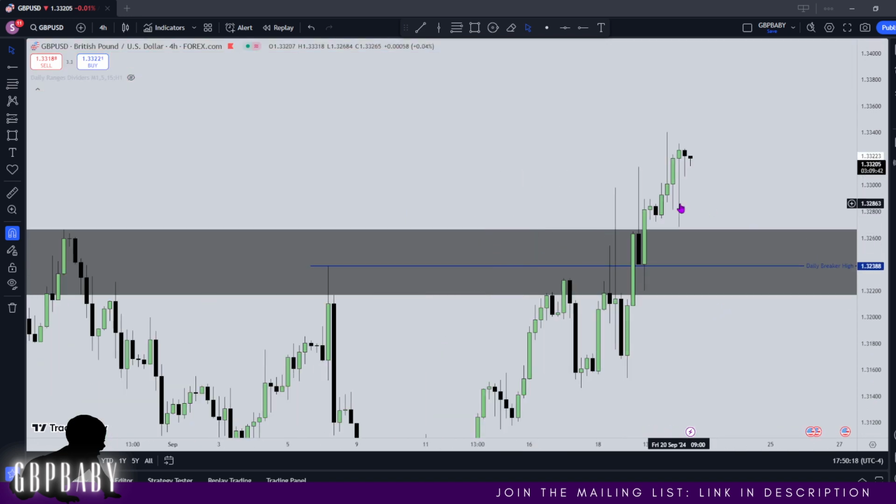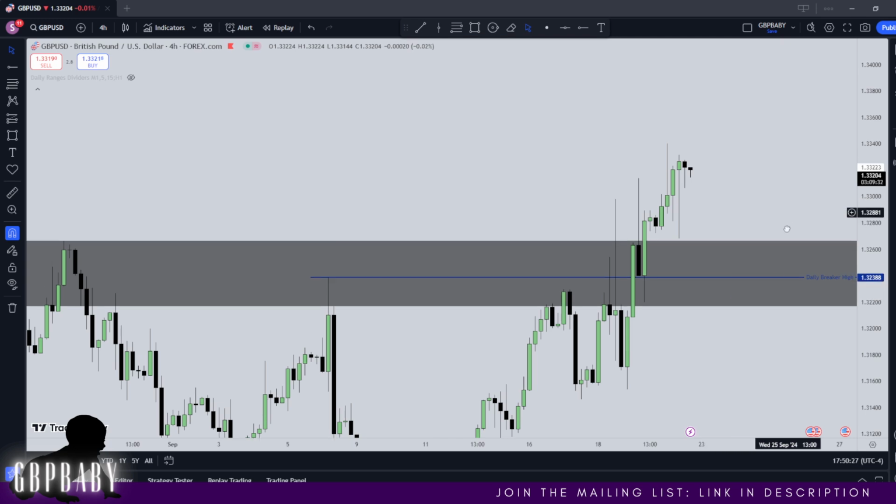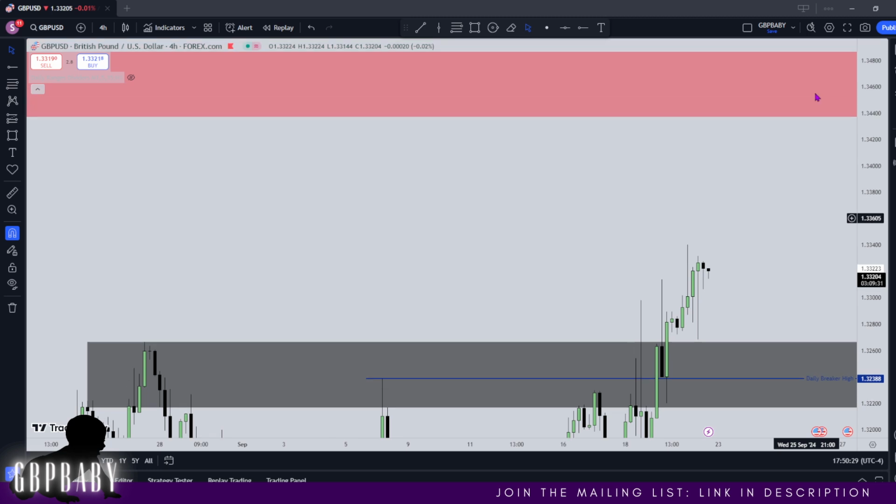However, I don't want to see price spend much time down here, is what I'm saying. I'm happy for this low to get taken. I can imagine there'll be some beautiful stops below there. But as soon as we get around here, I want to see us get in and then get out and start running higher towards our premium targets.